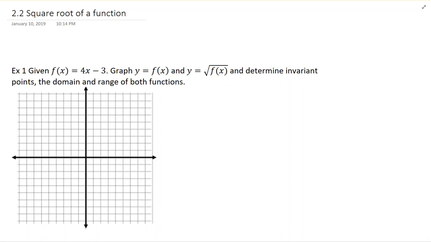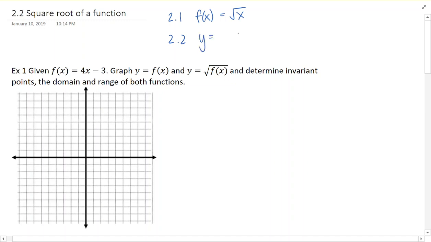Hello, so today this section will be about square root of a function. Just to refresh your minds, in 2.1 we looked at radical functions and transformations. That is when the function is equal to a square root, where we focused more on the square root. And today we will be looking at when the function is under the square root, like so. So let's look at our first example.